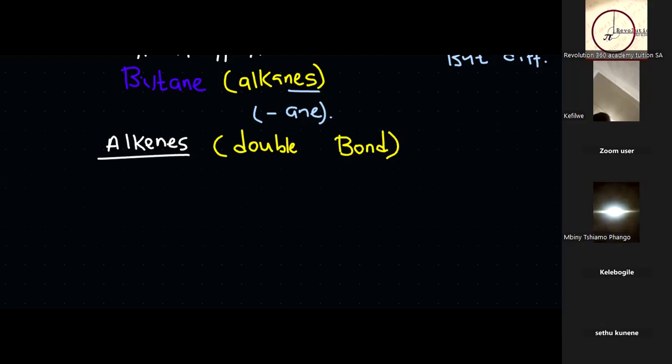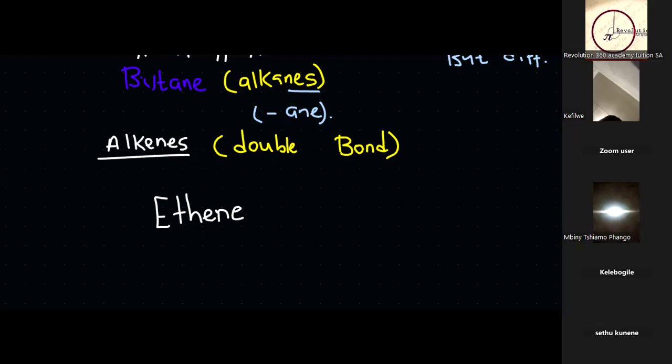The difference between alkanes and alkenes is that alkanes have single covalent bonds between carbon atoms, while alkenes always have a double bond between carbon atoms. So the moment you see a double bond between carbon atoms, you must understand that that is an alkene. The first alkene will be ethene. There's no methene, it's ethene. Ethene is an alkene, not an alkane.